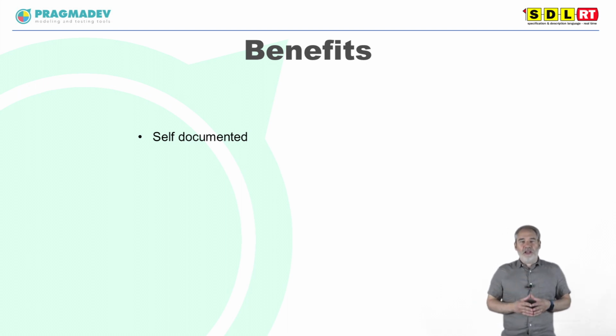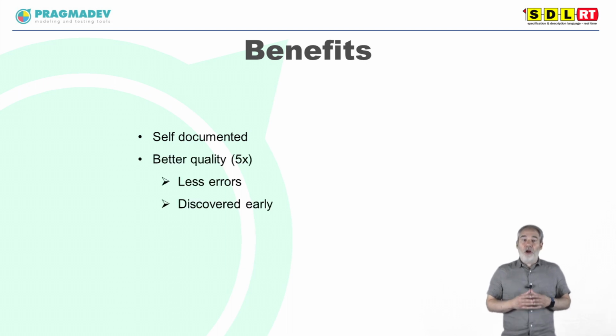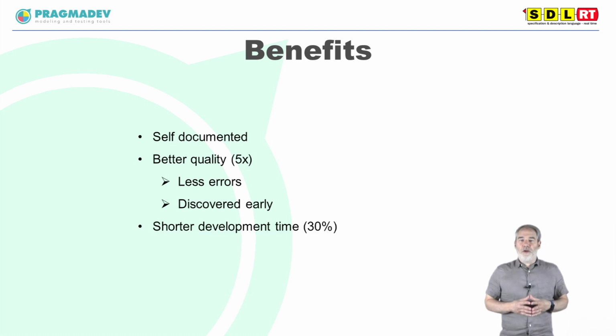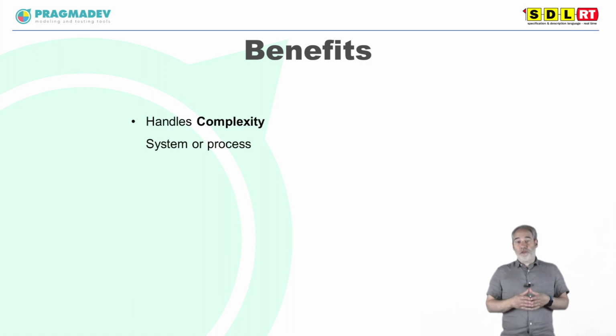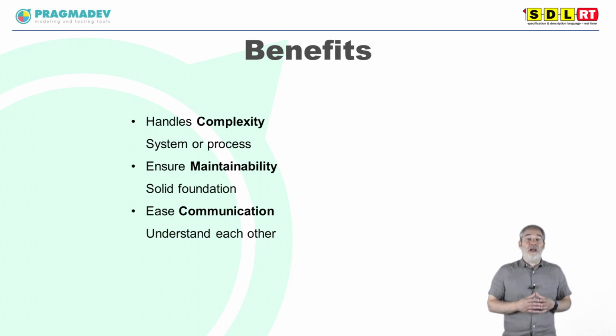Since the tools supporting SDL or SDL-RT have simulation capabilities, a lot of the bugs that are usually found very late in the development process are discovered early. As a result, the number of errors has been evaluated to be divided by a factor of 5, which is quite substantial. Finally, as a consequence of the two previous benefits, the overall development time is reduced by around 30%. We could summarize these benefits with the following. Thanks to its graphical but detailed abstraction, SDL-RT helps to handle complexity, ensure maintainability, and ease communication between the stakeholders. Frankly, that's quite a lot of benefits.